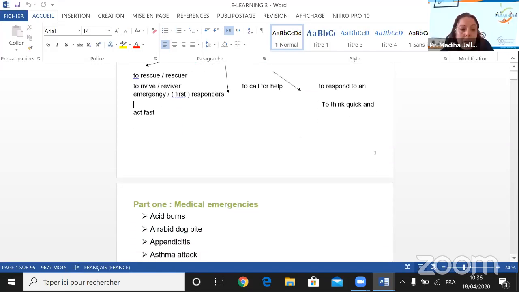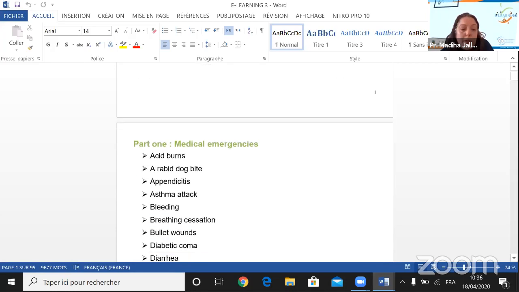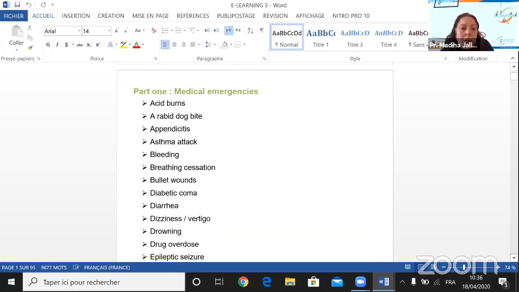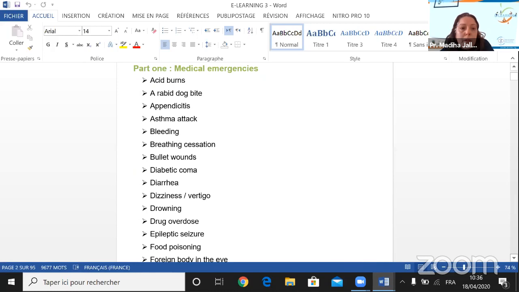Here there is a list of some medical emergencies. So you have the acid burns. Here, the chemicals that are at home or in industry can, of course, irritate the skin, can damage the skin, and cause a lot of harm to the skin. So these are the acid burns.